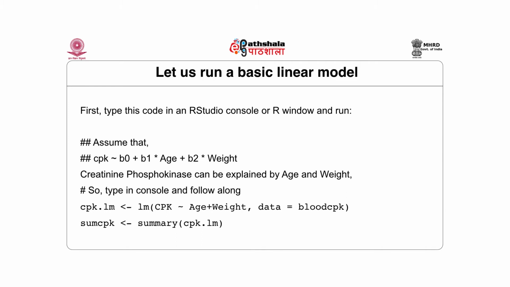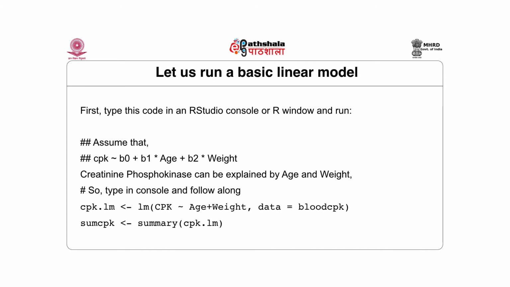Then we add a plus sign. Now this plus sign is not a literal addition. In other words, you do not really add anything to get CPK. These are just there as an additional variable that we put in. And in this particular case, that additional variable is weight. That variable of weight has a regression coefficient, and that regression coefficient is beta 2 or B2, as you can see here. So we say in the end that creatine phosphokinase can be explained by or predicted by a combination of age and weight.